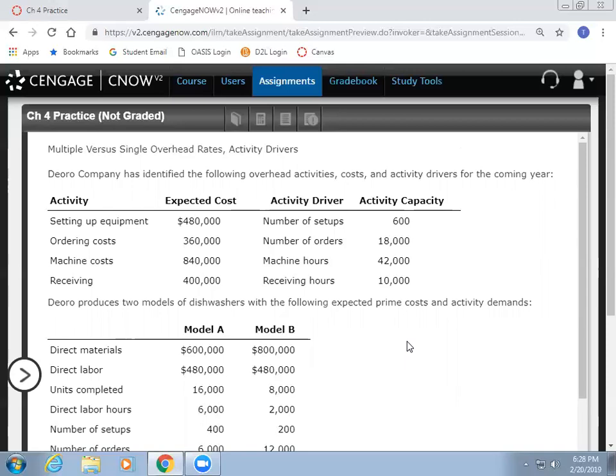So what is our total overhead? Whenever you guys get it. Yeah, perfect. Yeah, $2,080,000.